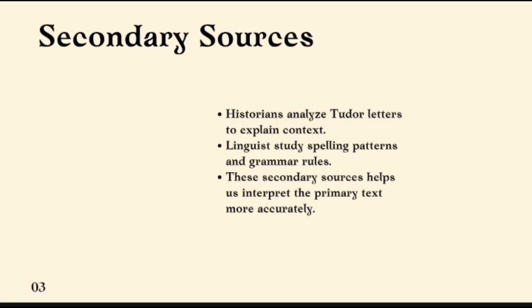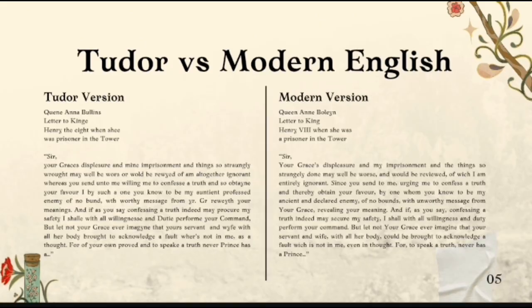Tudor English has several special features. The spelling was not fixed yet, so many words were written in different ways. Writers added extra letters and used short forms like "YR GR" for "your grace." Sentences were often long and formal because people followed a more polite and dramatic writing style.